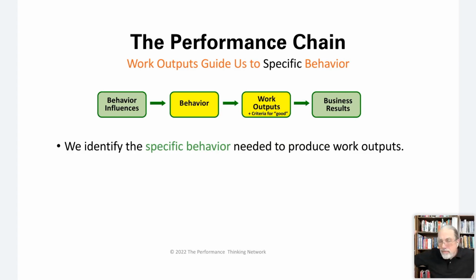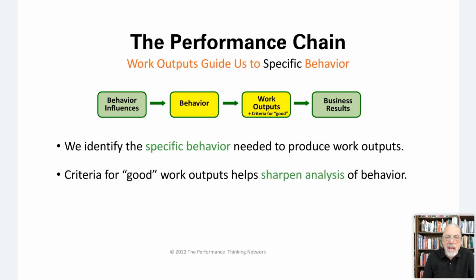So once we identify the work outputs, we get guided to specific behavior needed to produce them. We don't have a whole bunch of stuff. We just say, no, this is what produces these outputs efficiently and effectively. And if we define what we call criteria for good, if we say these are the criteria for a good funding decision, this is the criteria for a good budget or proposal, these are the criteria for a good working relationship between peers in the organization, whatever it is, if we define what the criteria or standards for good are, then that even sharpens it more, because it helps us look for the behavior needed to produce things to that level of quality, quantity, and so forth.